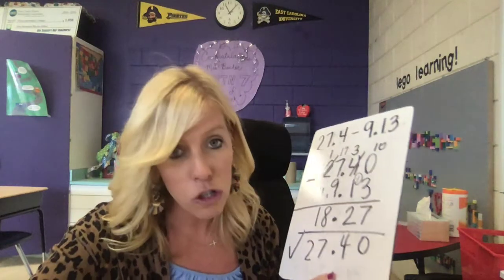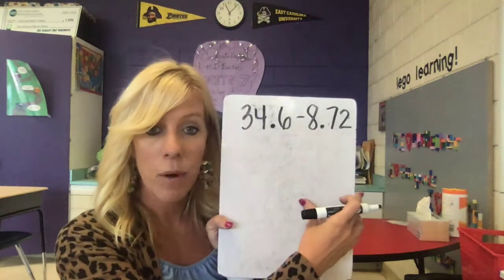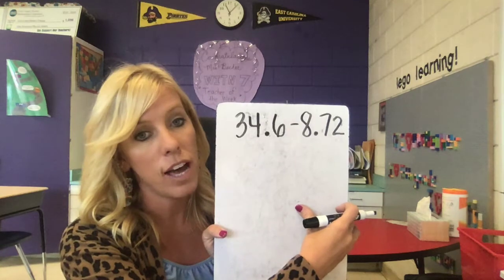Okay, let's do one more. I don't want this to be too long. All right, we've got, for number 10, 34 and 6 tenths minus 8 and 72 hundredths. All right, I'm writing it like this again because I want you guys to write it correctly. So let's line it up on your paper. You do it while I'm doing it, and we're going to see if we did it the same.